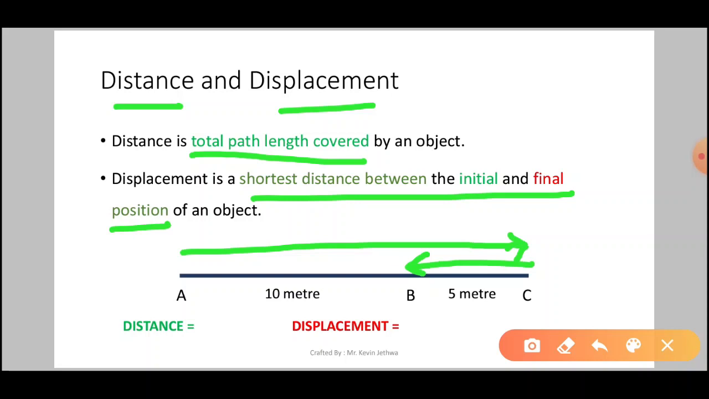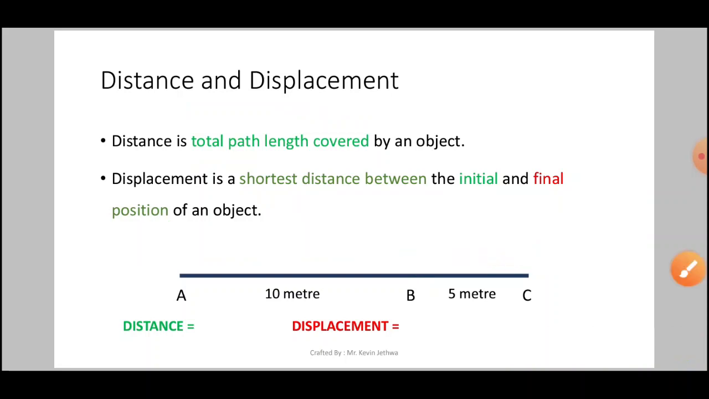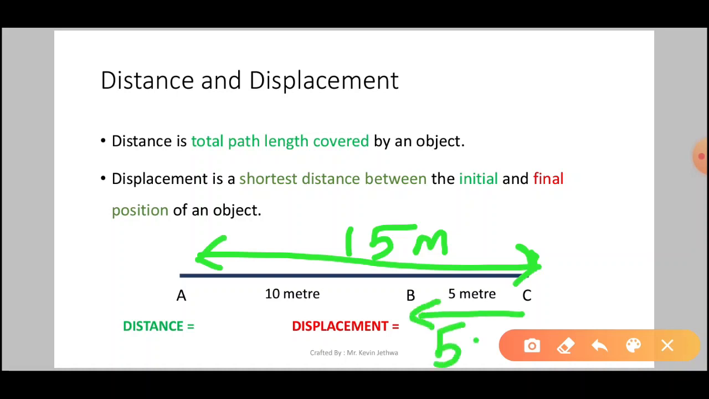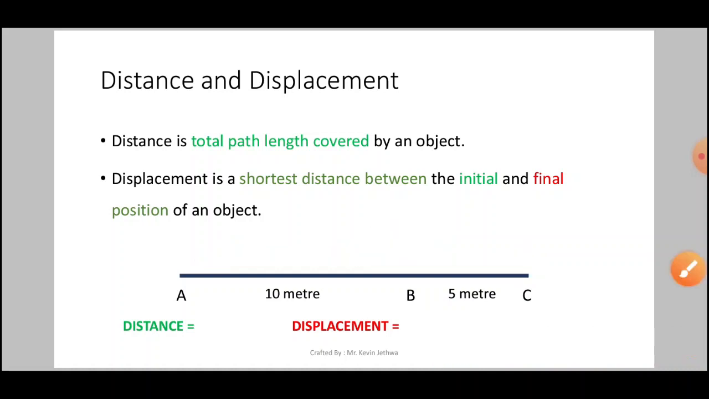First from A to C it was 15 meters, and then from C to B again 5 meters. So the total distance it has covered is 20 meters.